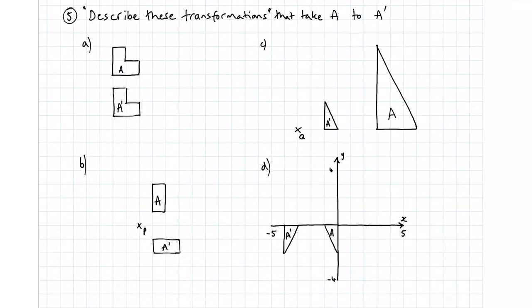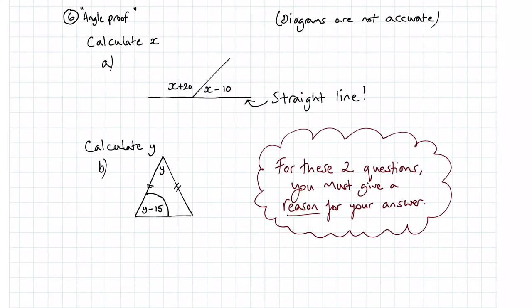On to question 5, describing transformations, just like we did on the homework in the run up to the test actually. How do you get from this shape to this shape? Write down in words how to get from this shape to this shape. And again, be careful, how to get from the big shape to the little one, and how to get from this one across to that one. So there's 4 transformations to describe. Question 6, let's move on.